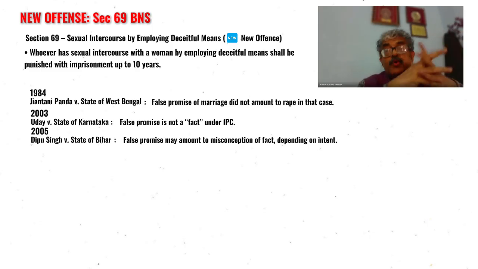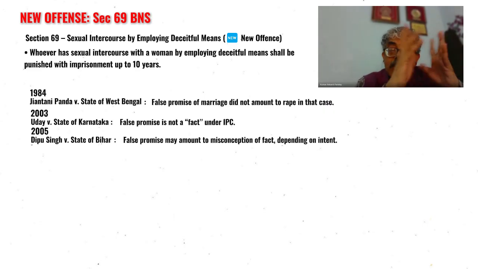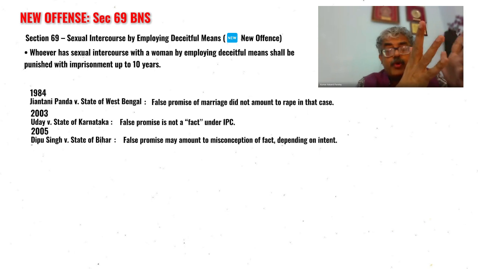So prior to coming into force of Bharatiya Nyaya Sanhita, cases of false promise, employing of deceitful means in obtaining consent to have sexual intercourse, would all be dealt under the rape provision. And the court would only be looking into whether the consent was free or whether the consent was vitiated, whether it was a misconception of fact or it was not.